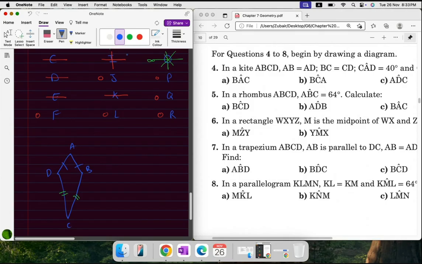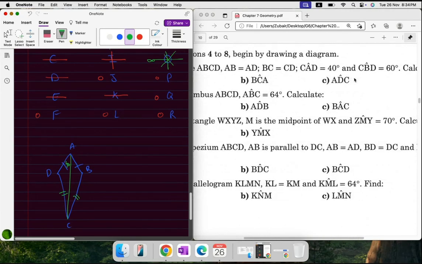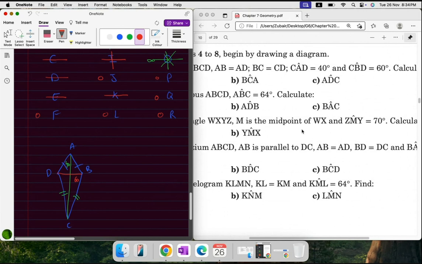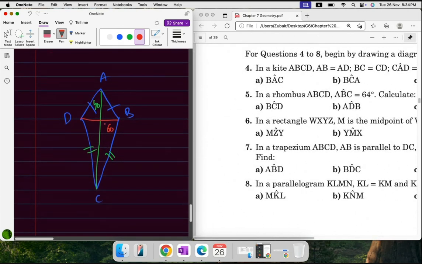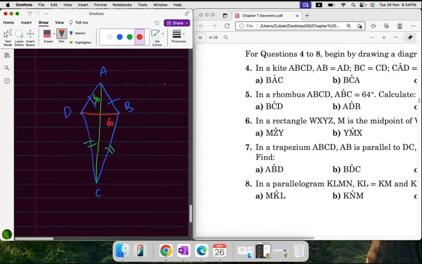Then it says CAD is 40 degrees, so I'm drawing this line, and this side is 40 degrees. Then it says CBD is 60 degrees. So we need one more line where CBD, this side, is 60. And now calculate. We're calculating for BAC.